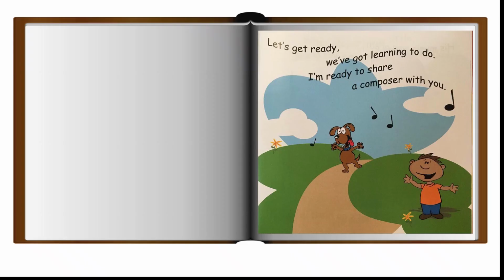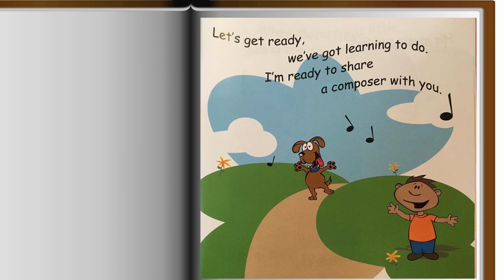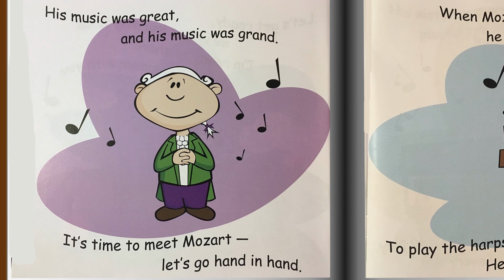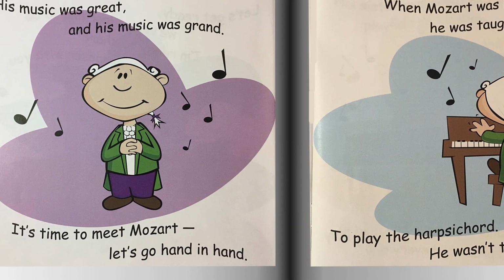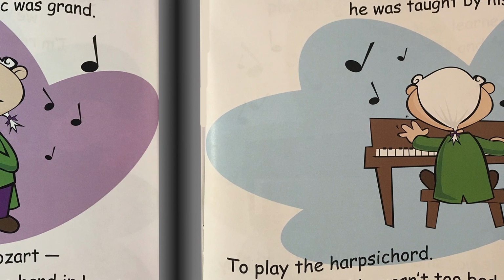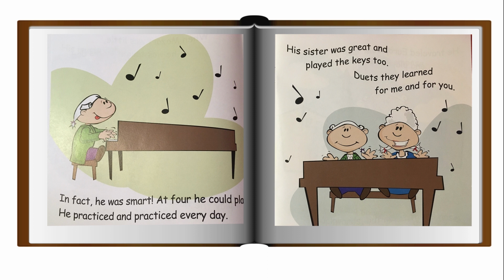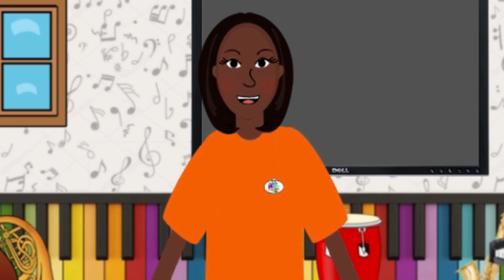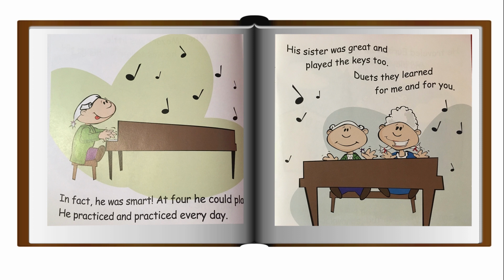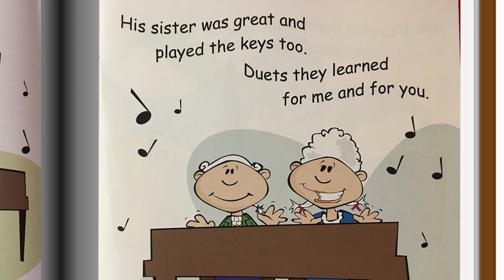Let's get ready. We've got learning to do. I'm ready to share a composer with you. His music was great, and his music was grand. It's time to meet Mozart. Let's go hand in hand. When Mozart was little, he was taught by his dad to play the harpsichord. He wasn't too bad. In fact, he was smart. At 4, he could play. Show me 4 fingers. At 4, he could play. He practiced and practiced every day. His sister was great and played the keys too. Duets they learned for me and for you.